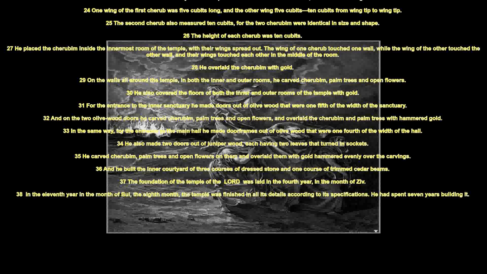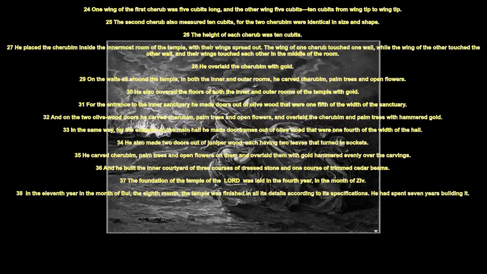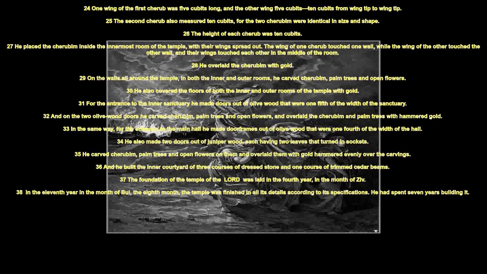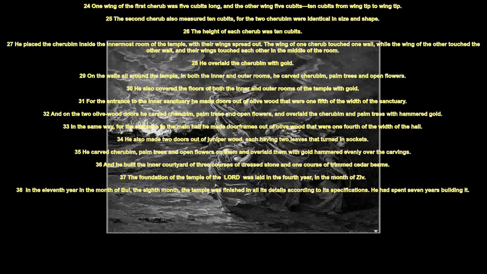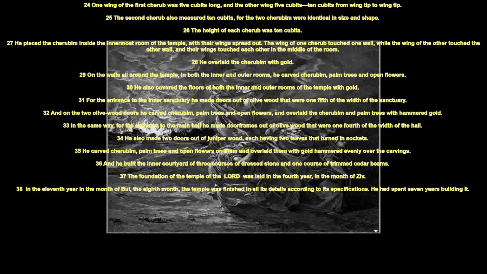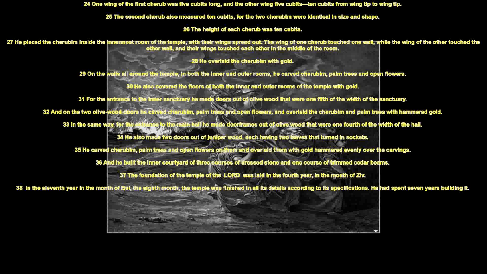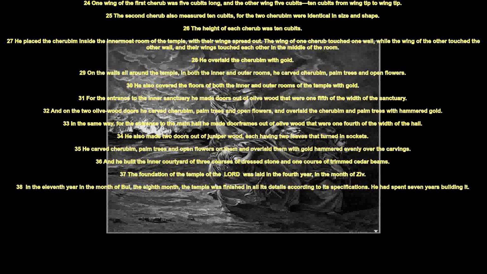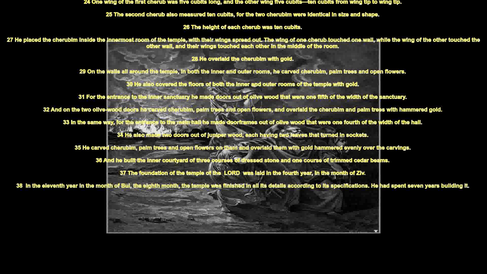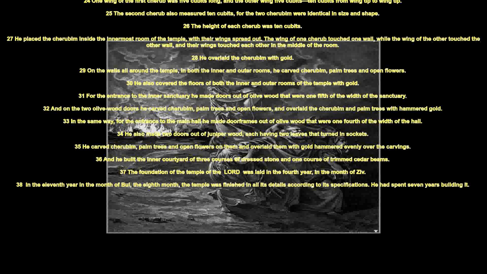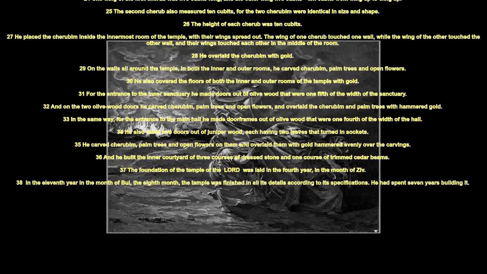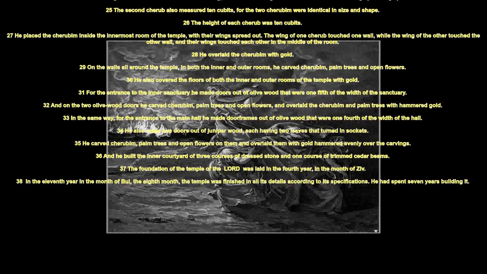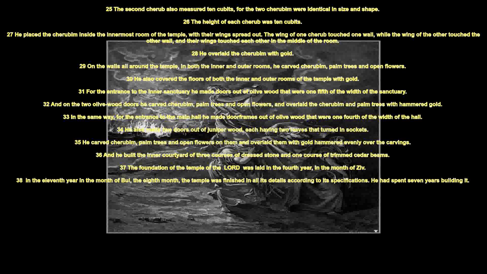Verse 29. On the walls all around the temple, in both the inner and outer rooms, he carved cherubim, palm trees and open flowers. Verse 30. He also covered the floors of both the inner and outer rooms of the temple with gold. Verse 31. For the entrance to the inner sanctuary he made doors out of olive wood that were 1/5 of the width of the sanctuary.